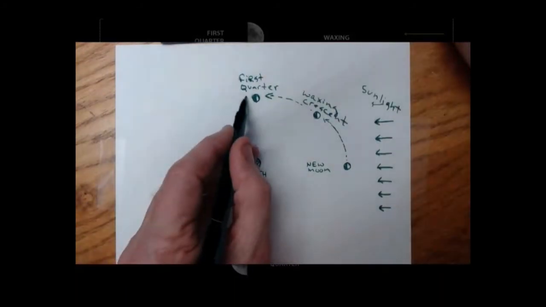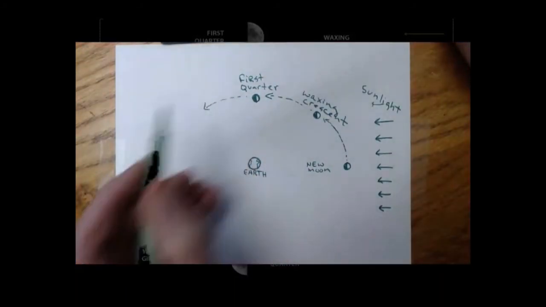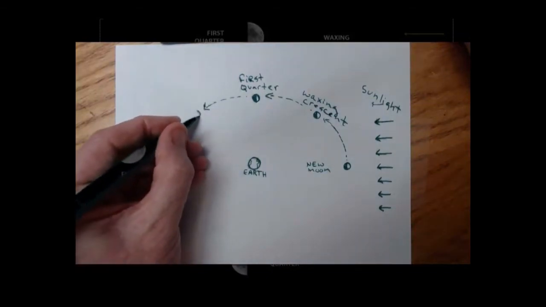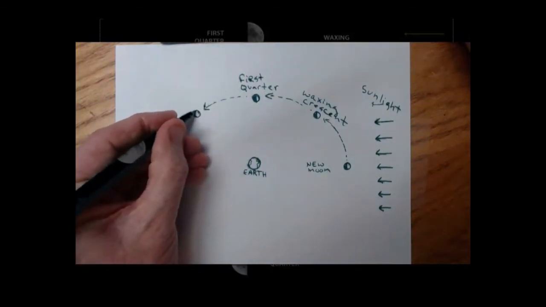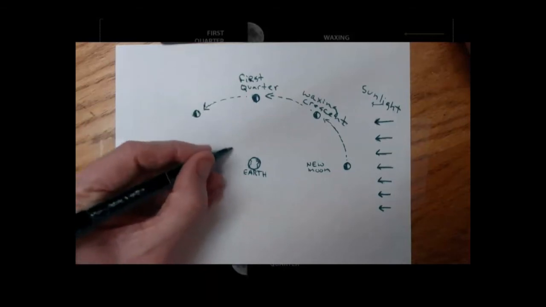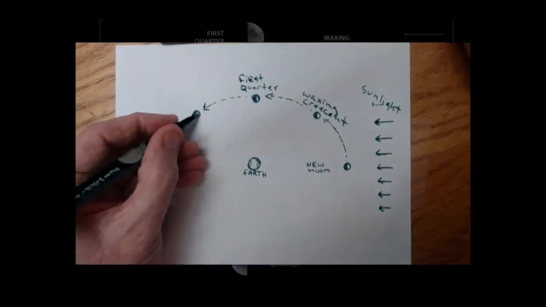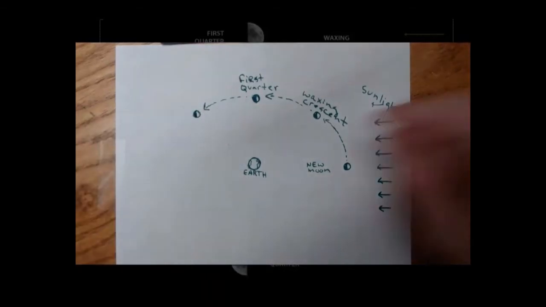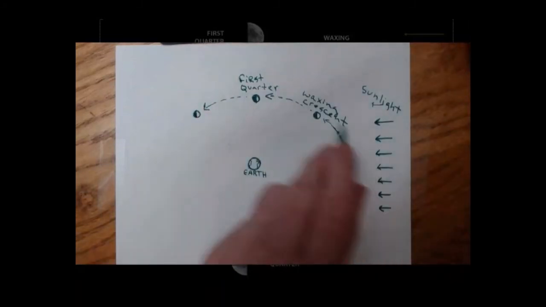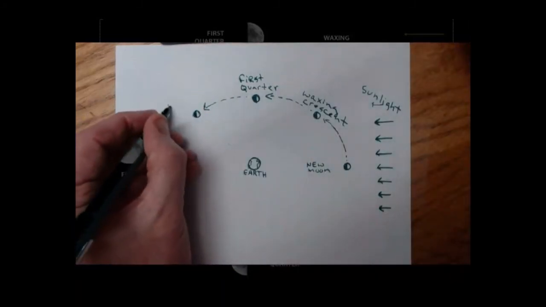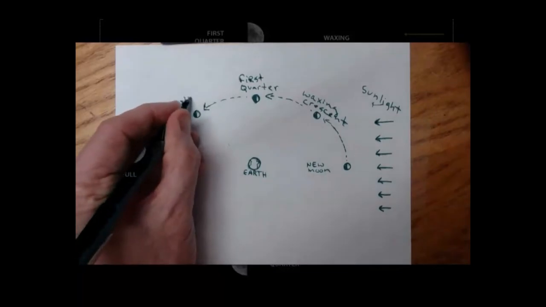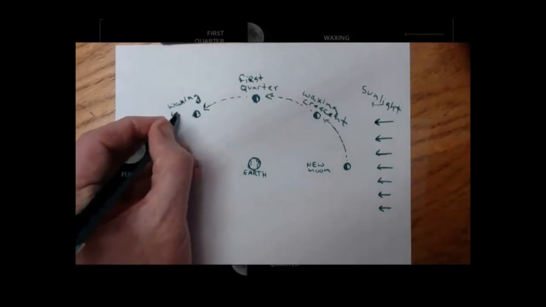What comes next, as it's going along? Now, the moon, half of it is lit and half of it is in darkness. What we would see from Earth's perspective, most of what we see would be lit. So it would be more than half lit. So that would be a gibbous shape, but it's still getting bigger, bigger, bigger. So it's called waxing gibbous.